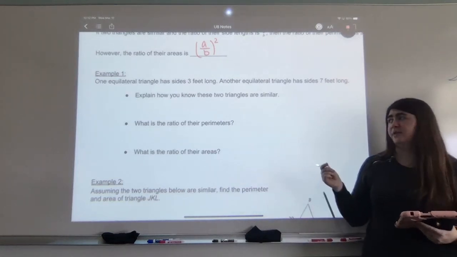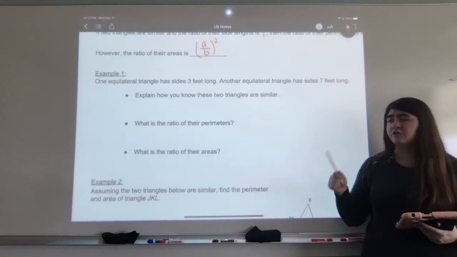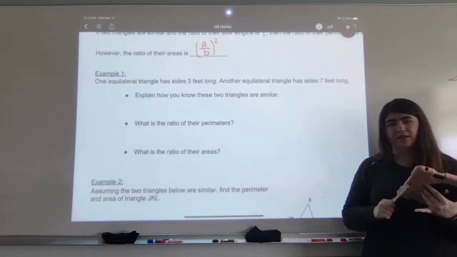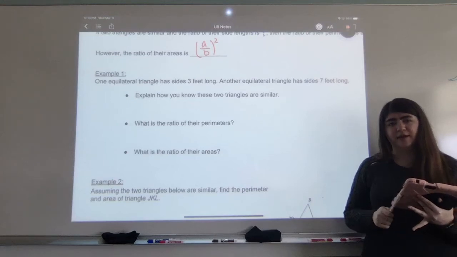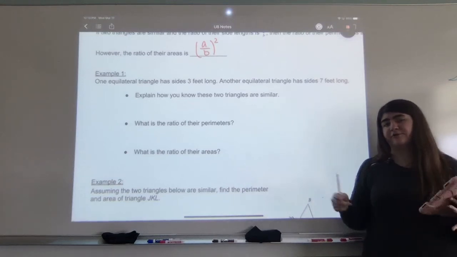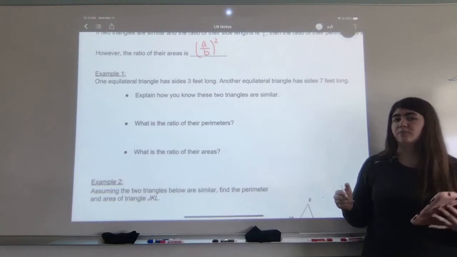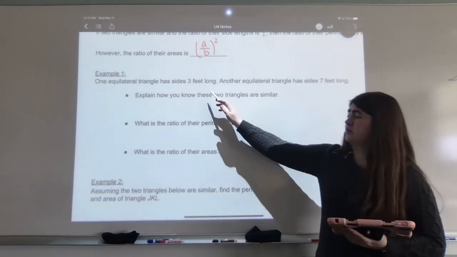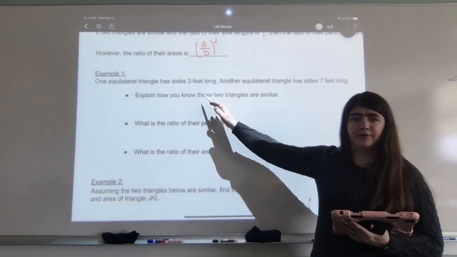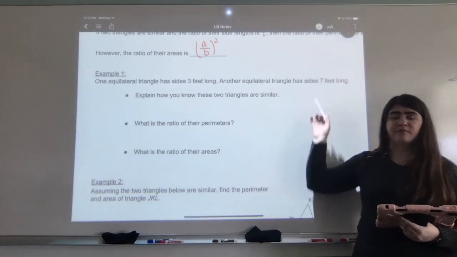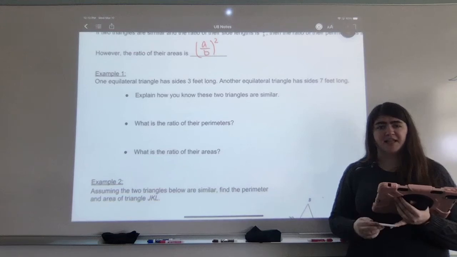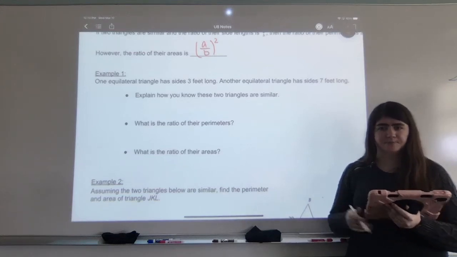Well, they have to be similar because equilateral triangles have exactly 60 degrees for all angles, and they also have the same side length measure for all sides of the triangle, which means our first triangle is going to have 3 sides that are 3 feet long, and the second triangle is going to have 3 sides that are 7 feet long. That satisfies both side-side-side and angle-angle.